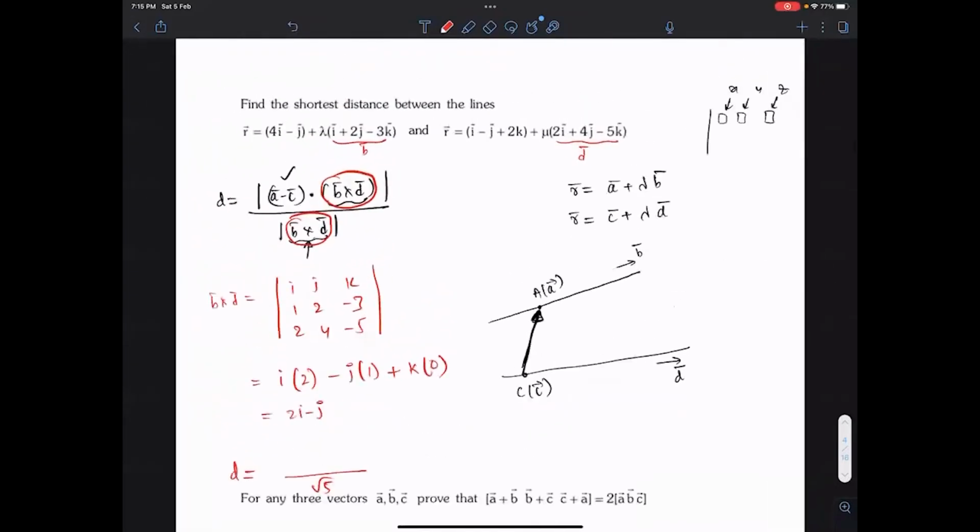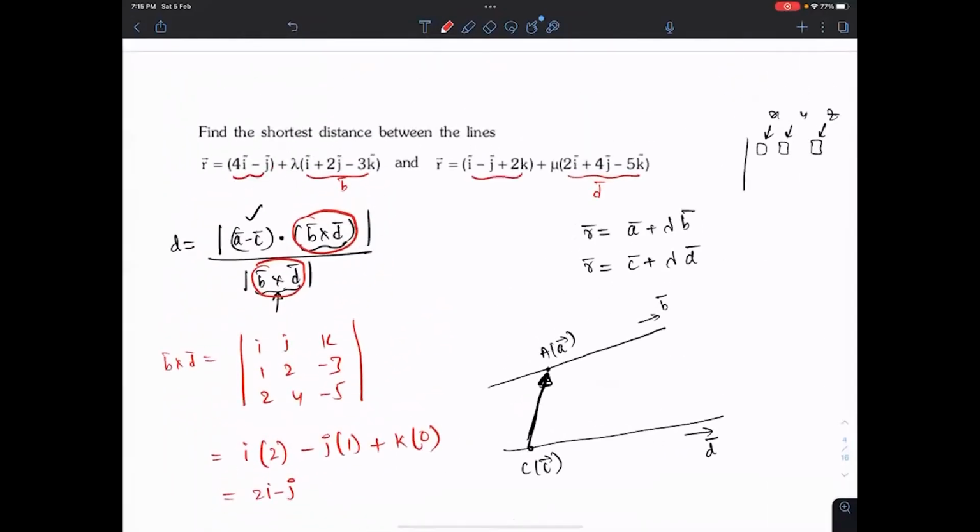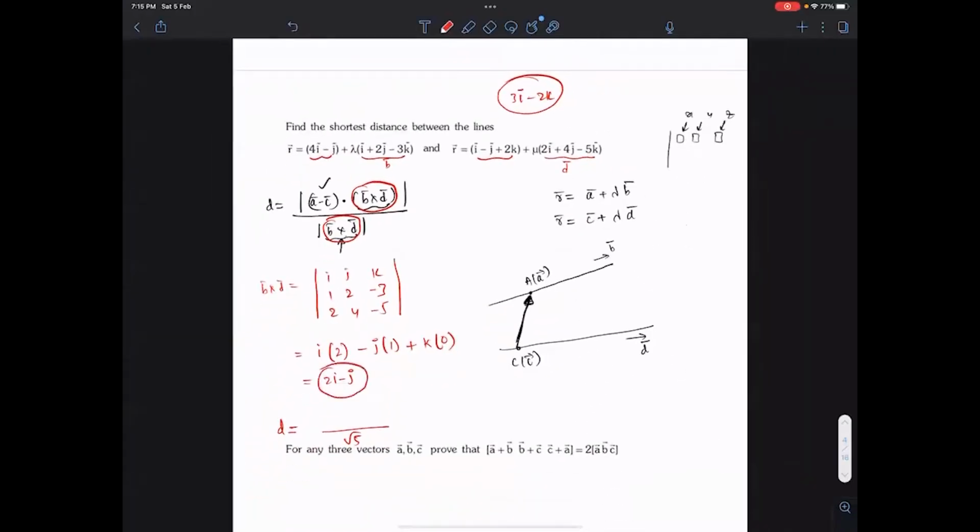The numerator is A bar minus C bar, which I have to do. So subtract these two. It will be 3I, J will get cancelled, minus 2K. You need to do the dot product of this with this vector. If you do the dot product, you'll get 6. That's all. This will be the shortest distance between these two lines. Fine. Next.